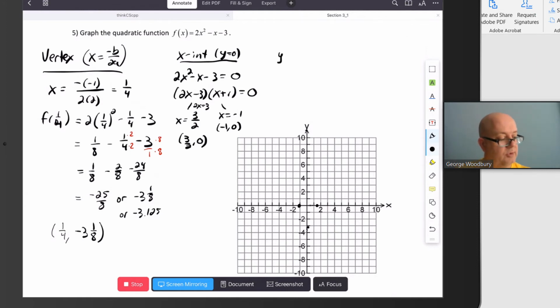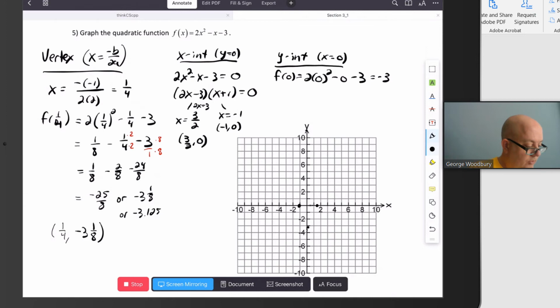The y-intercept, when it's in this form, is a lot easier to find. We put in 0 for x. So f of 0 is 2 times 0 squared. That's 0. Minus 0. That's still 0. Minus 3. We get out -3. So 0, -3. And by symmetry, we get 3 points.